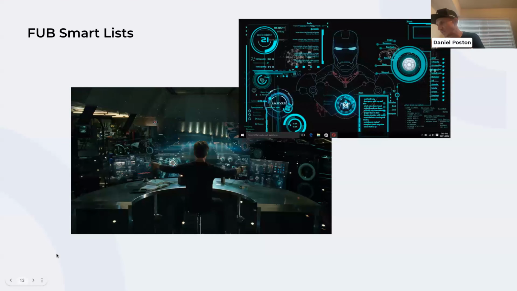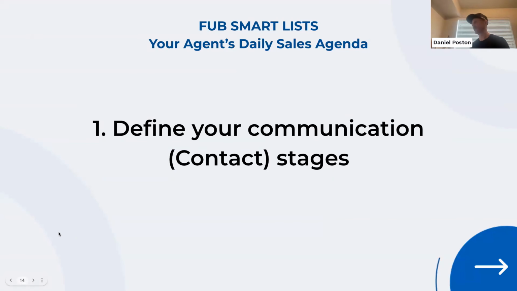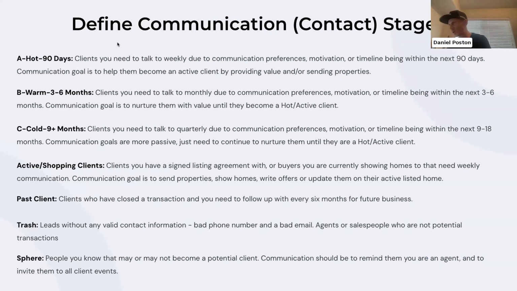The way the Whistle team does it is, first you need to define your communication stages. These are your contact stages in Follow Boss. A good approach is to have your hot leads, people who are transacting in the next 90 days. You want to reach out to them on a weekly basis. Your warm leads are people who are transacting in the next 3 to 6 months, so you want to follow up with them monthly. You have your cold, people who aren't transacting in the near future. You have your active clients, your past clients, and then you have trash and sphere.